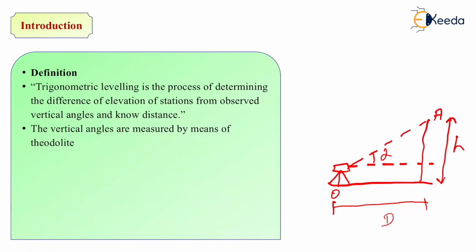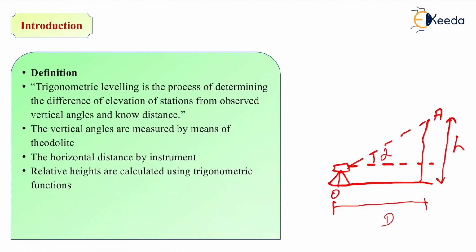The vertical angles are measured by means of a theodolite. That's why we are using a theodolite here. The horizontal distance is measured by any instrument you can use, like a chain or tape. Then the relative heights are calculated using trigonometrical functions. Some trigonometric formulas we have to use over here.